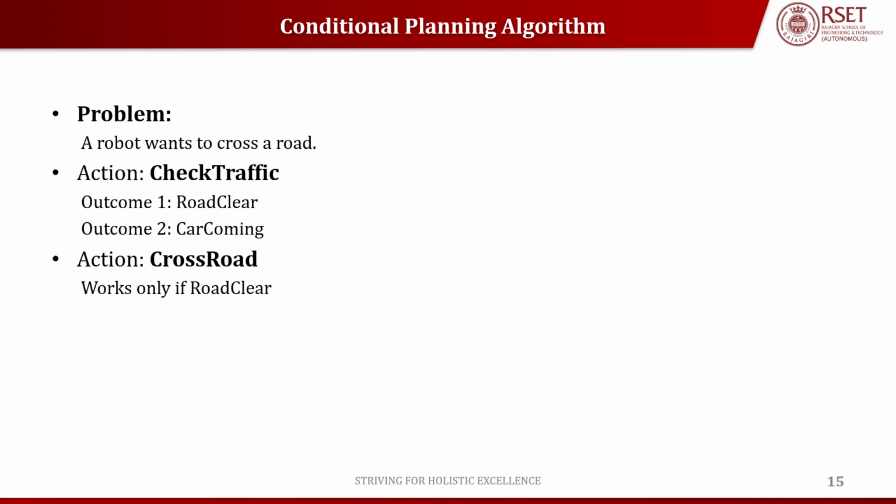So the conditional plan becomes: first you have to check the traffic, and then you have to check the two outcomes. If road is clear, cross road. If car is coming, you should not cross the road. So this forms a plan tree rather than a linear sequence.